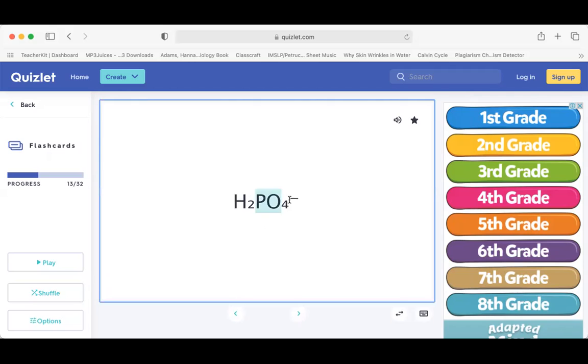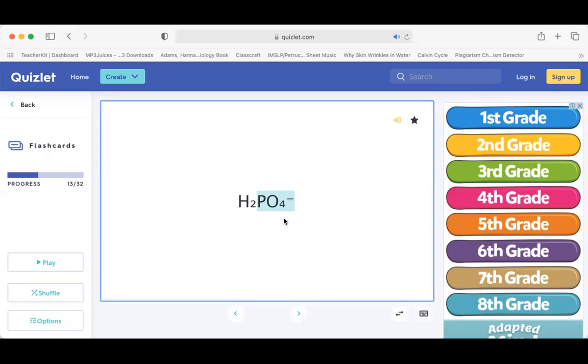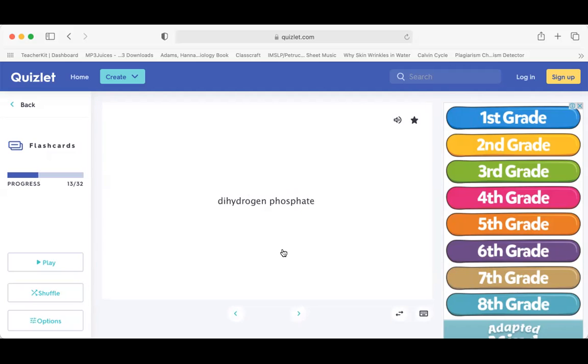H2PO4. Now, PO4 is, okay, I guess if you highlight it, it talks to you. PO4 is phosphate, and we've got two. She's annoying in my ear, I don't think you can hear that. H2PO4 minus. H2 makes it dihydrogen, so it's dihydrogen phosphate. And again, it's just a matter of going over it and over it, however it is that you guys manage to memorize things.